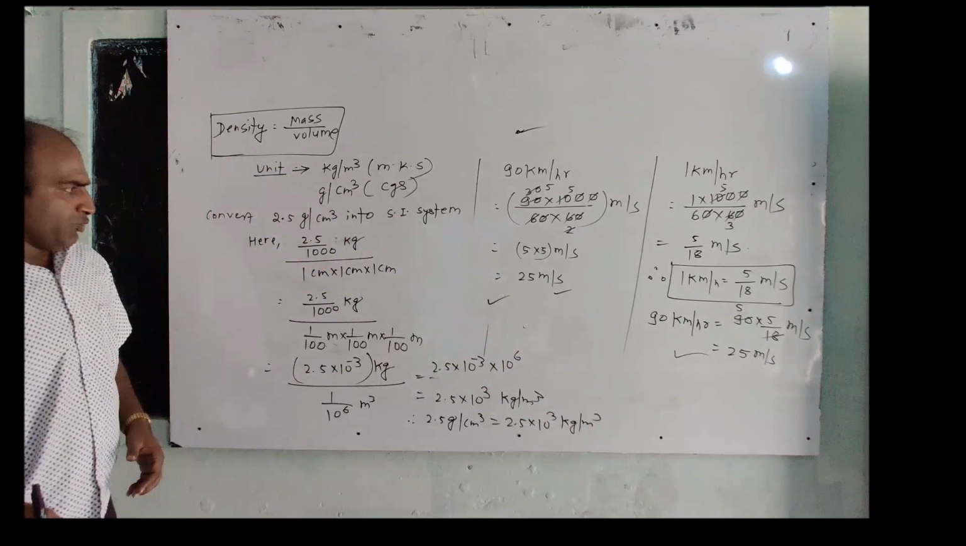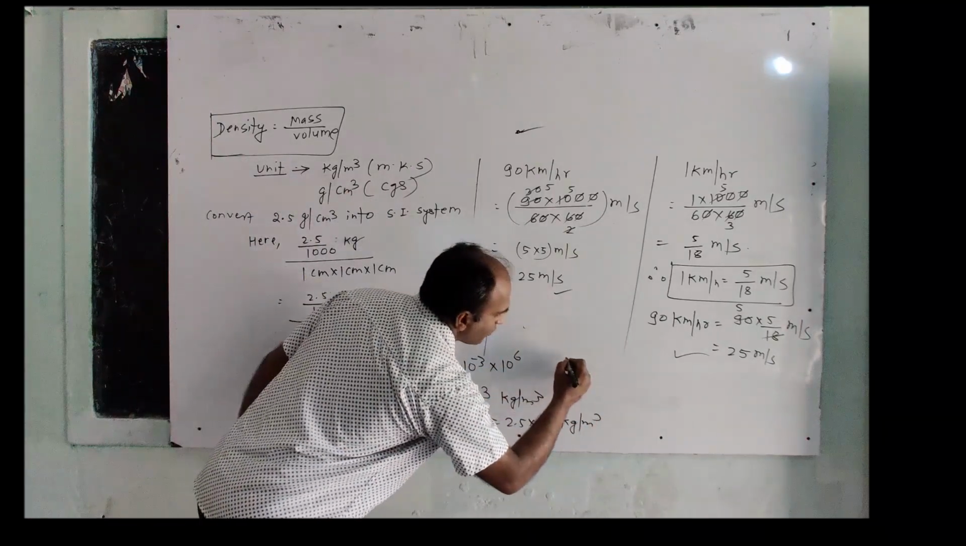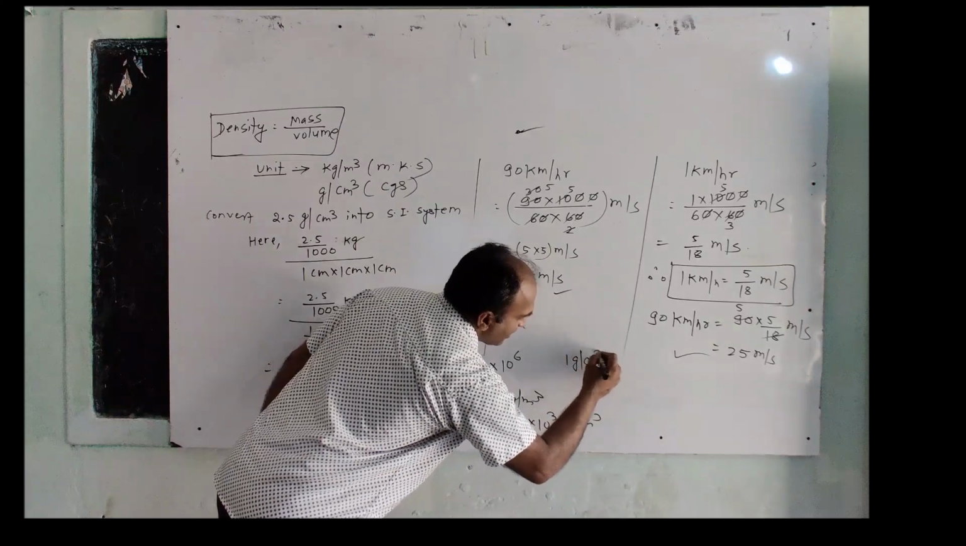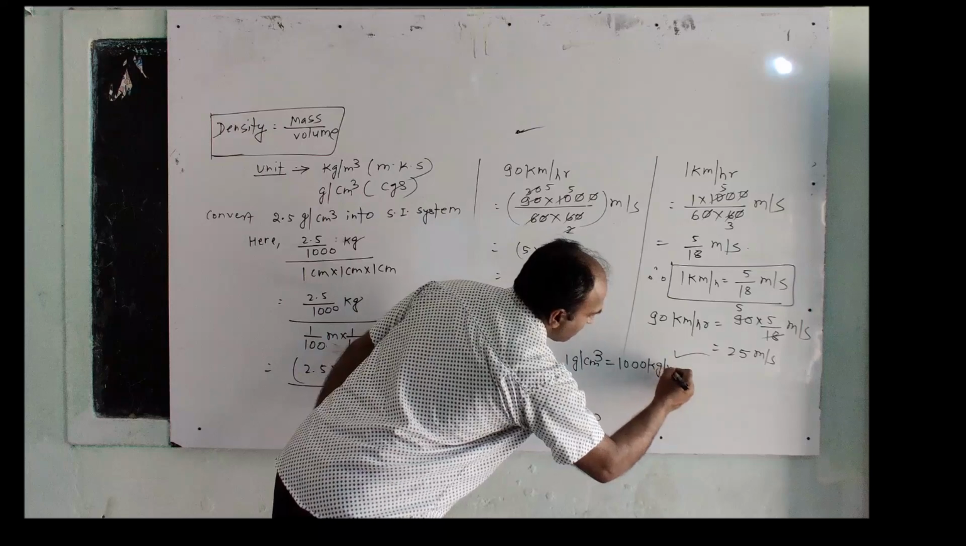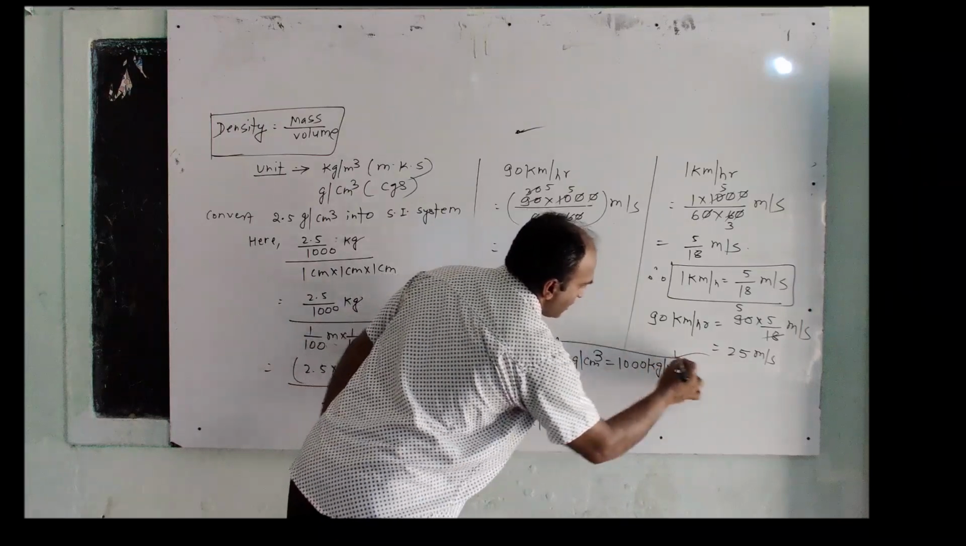In the same way, we can write 1 gram per cubic centimeter equal to 1000 kg per cubic meter. This point also should be remembered.